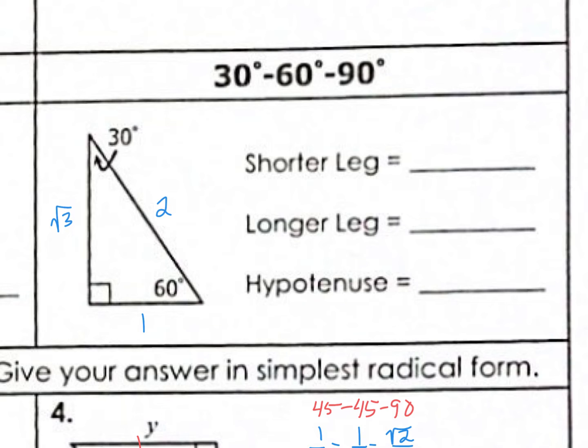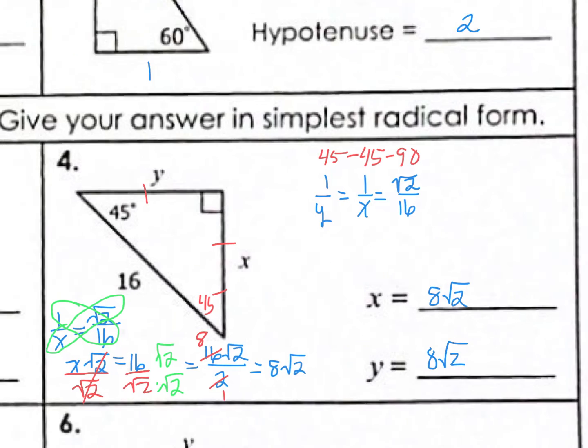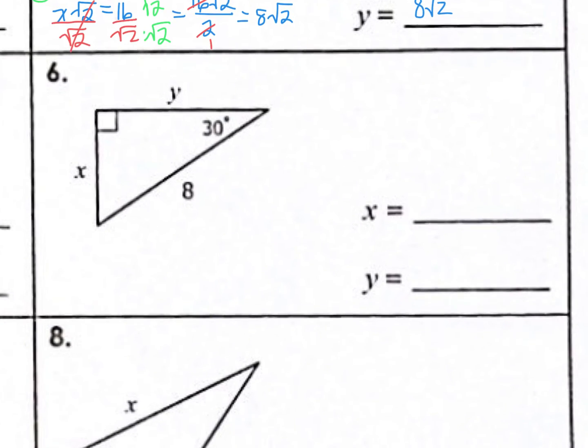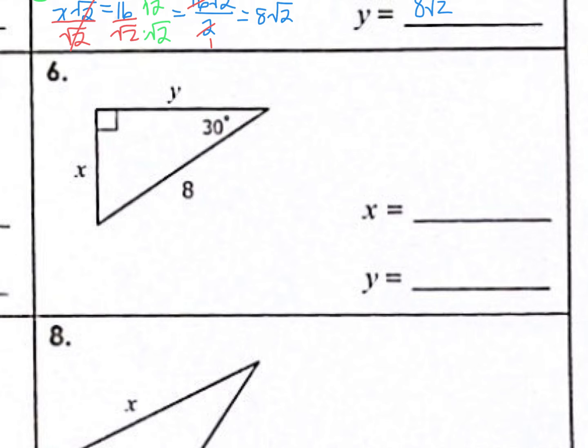Always, always, always. So your short leg, which is across from the smallest angle, 30 degrees, is always going to be 1. That does not look like a 1, does it? Let's try that again, a 1. And then your longer leg, which is the 60 degrees, because that's the larger angle for the legs, is always radical 3. Your hypotenuse across from that 90 is always 2. So let's use those. That's just your only second pattern that you need to use.